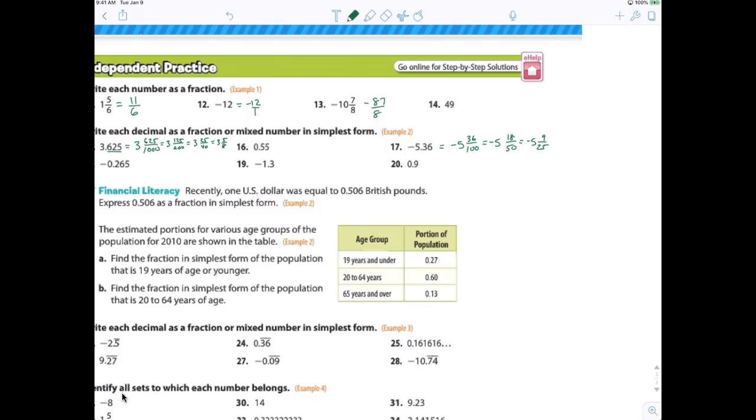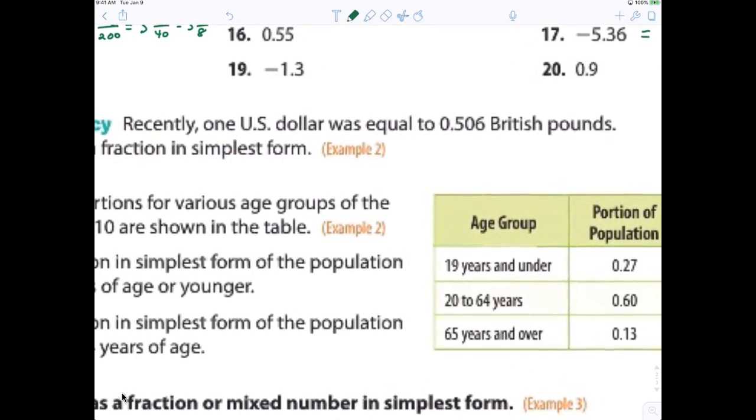All right, here we go. 19. -1 3/10. Tell us. Yes, very good. Equals -1 3/10.